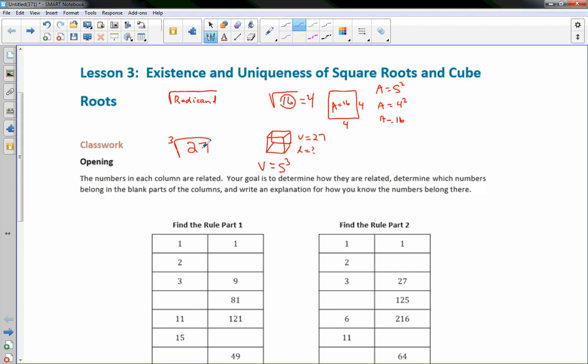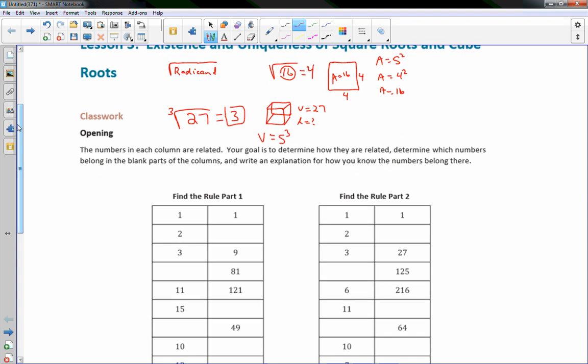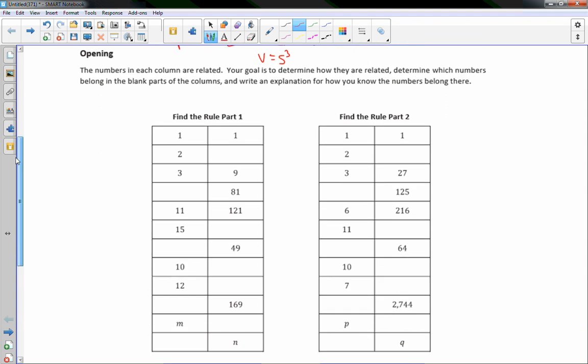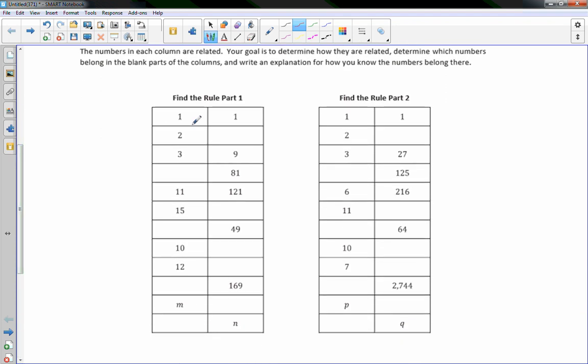So if this is the cube root of 27, it means the volume of the cube is 27. What is the length of one side? And the answer is 3, because 3 times 3 is 9, times 3 is 27. So this is kind of what roots mean in 2 and 3 dimensions, by the way. Get into the 4th dimension and it kind of goes out the window. But anyhow, here we go.